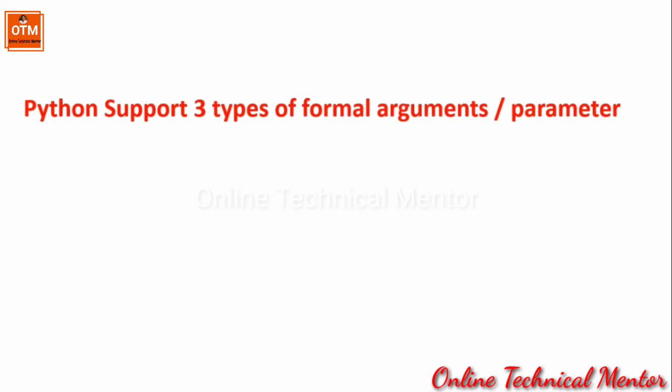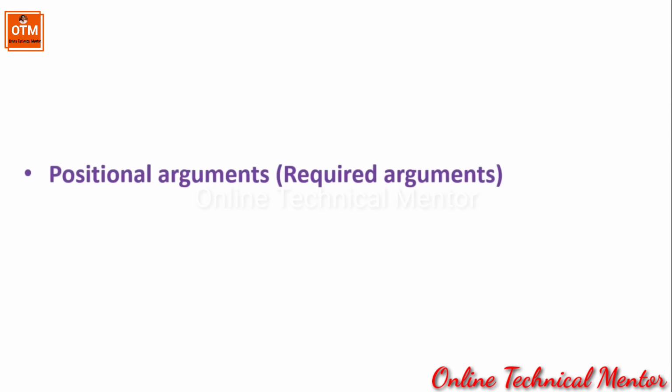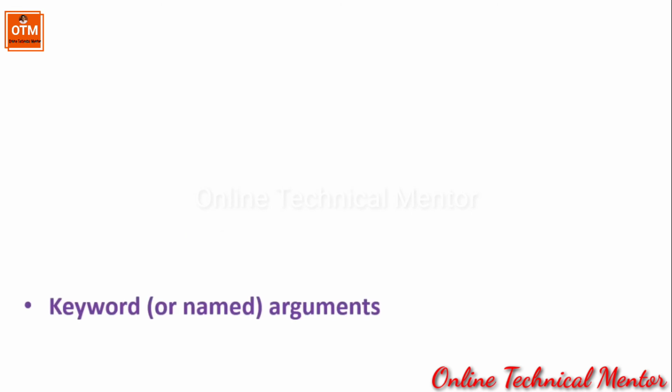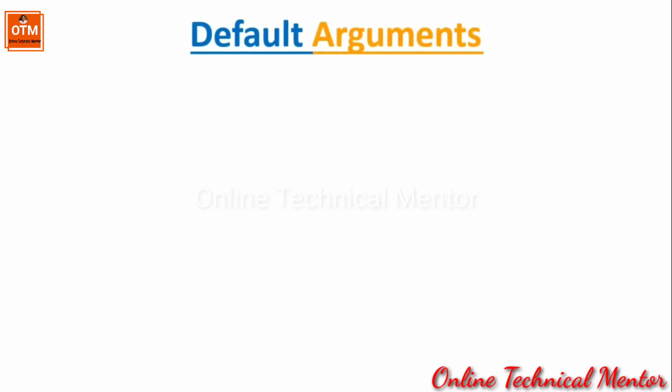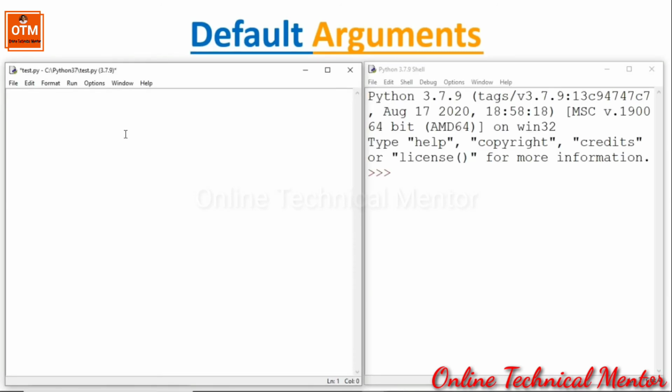Now, Python supports 3 types of formal arguments or parameters. They are positional arguments, also called required arguments, default arguments, and keyword or named arguments. We have already seen the positional argument. So in this slide, I will discuss the default argument. First of all, let me create a function, say interest. So let the formal parameters be p, r, and t. Now it will return p multiplied by r multiplied by t divided by 100.